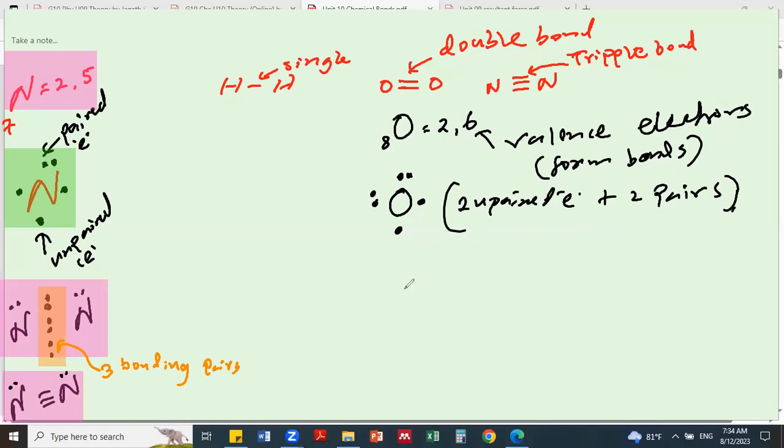Now you can understand how many bonds there are between oxygen atoms. To form one bond, 2 electrons. Both the oxygen atoms have these 2 unpaired electrons. That means 4 electrons will get shared. 1 electron of this oxygen atom with 1 electron of the other oxygen atom. Unpaired electrons get paired like this.